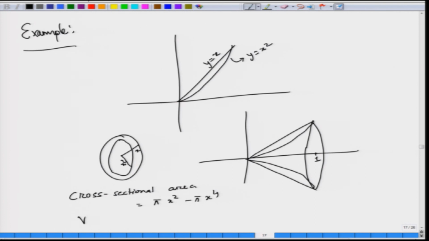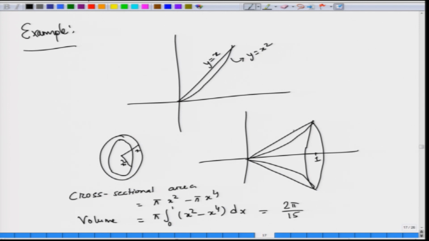So, the volume is equal to integral 0 to 1 pi of x square minus x to the power 4 dx, which if you compute, you will easily get that this is equal to pi times 1 by 3 minus 1 by 5. So, 2 pi by 15.